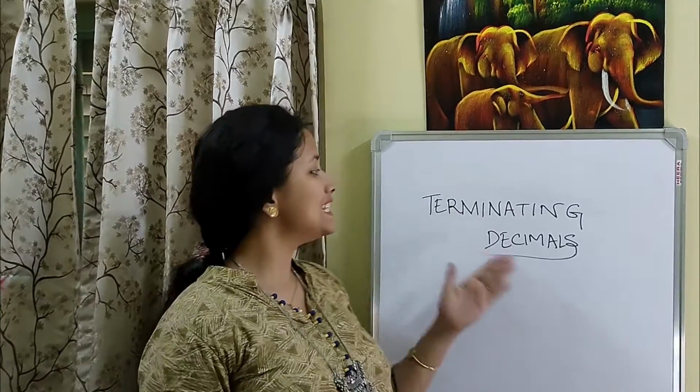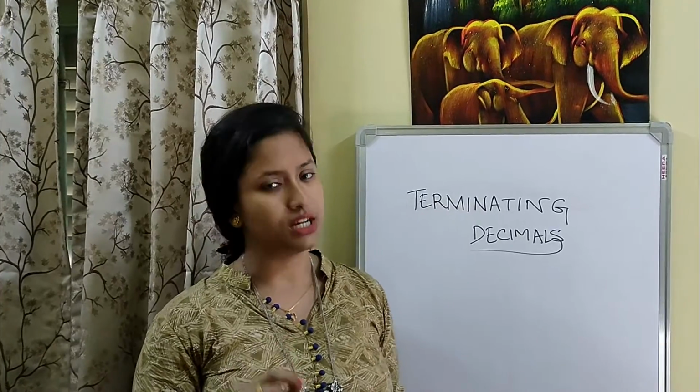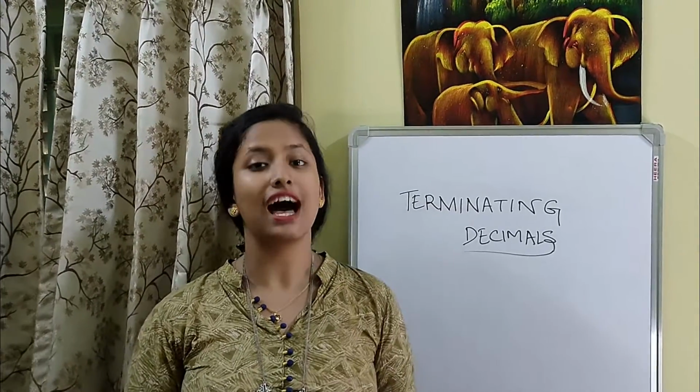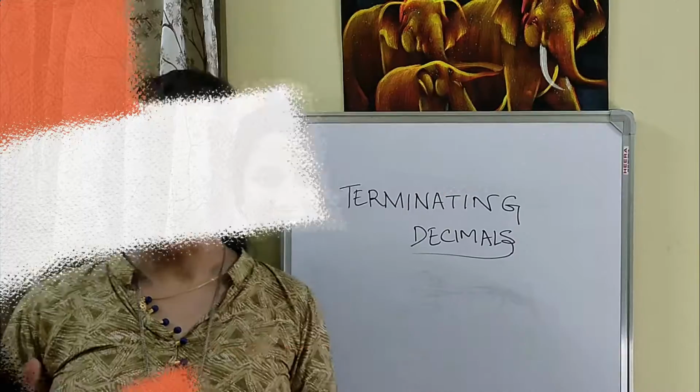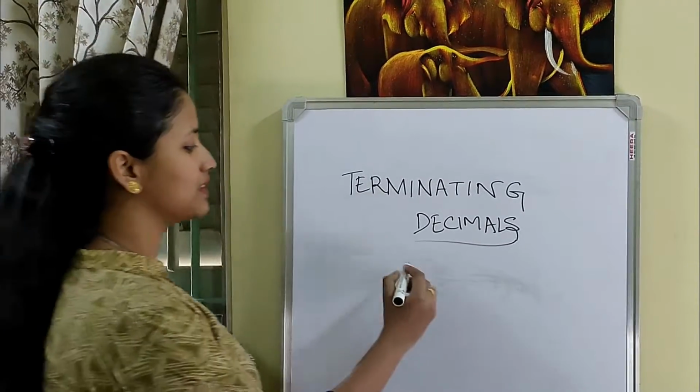Our first topic is terminating decimals. Now what are terminating decimals? Terminating decimals are those numbers that have a fixed number of digits after the decimal point. Let us take an example to understand terminating decimals.